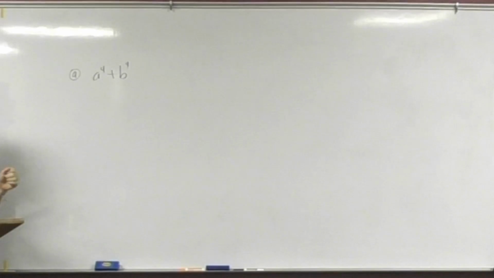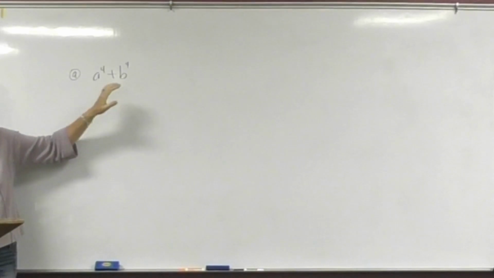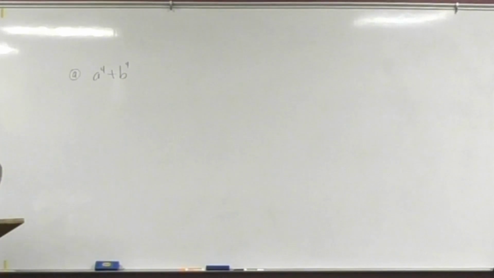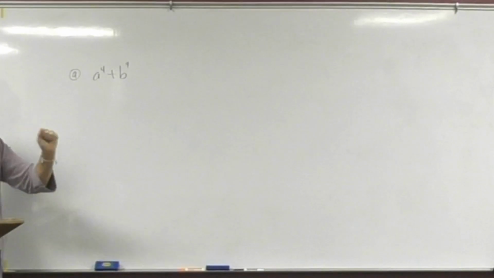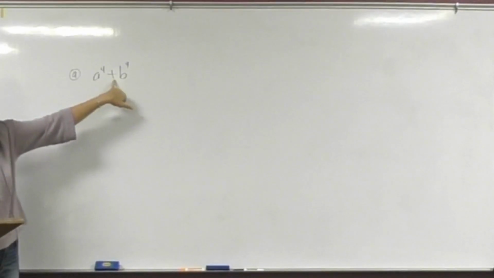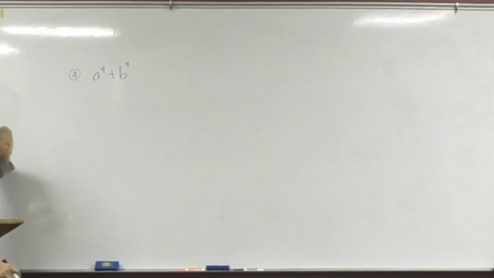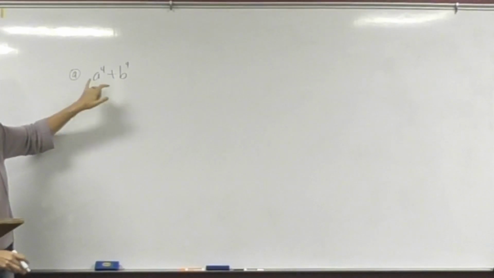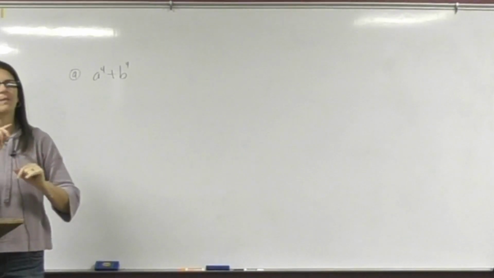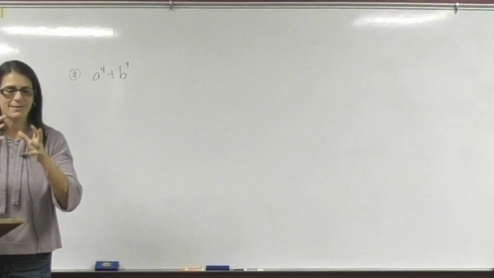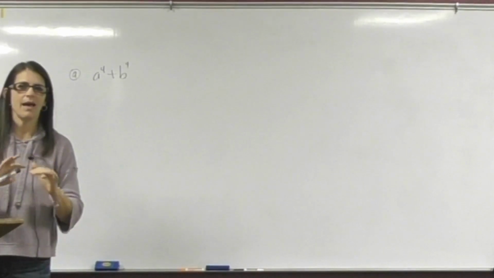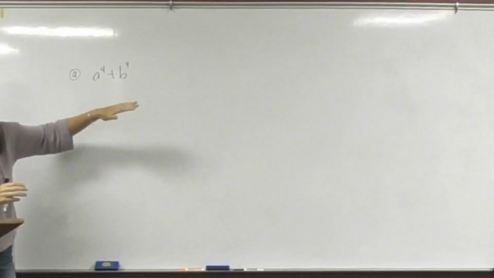Now, what you should have been able to recognize right off the bat is that this can't be factored because it's not the difference of two perfect squares, okay? This would have to be a minus sign, okay? Then it would factor, okay? But you cannot factor two perfect squares separated by a plus sign. It has to be a minus sign every time, okay? So this one was prime.